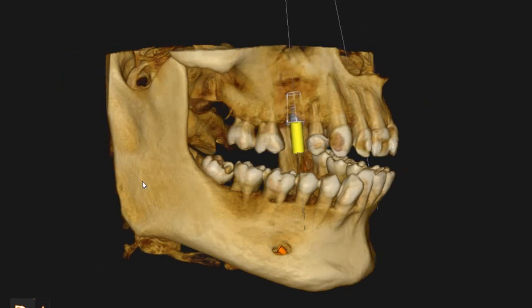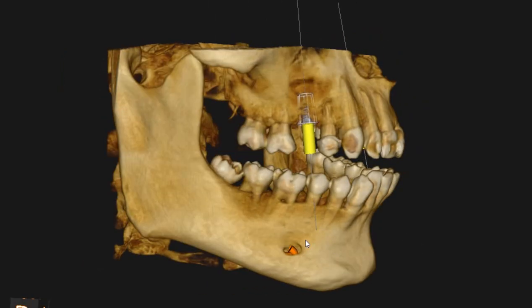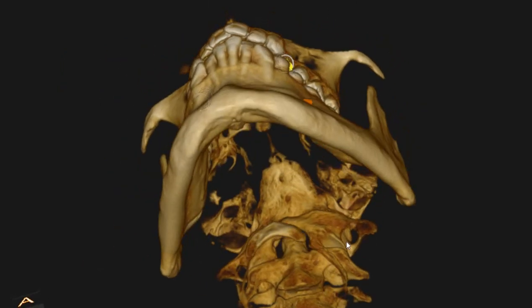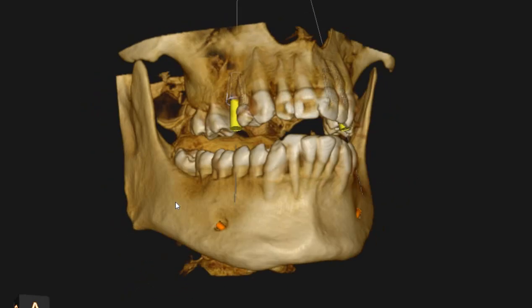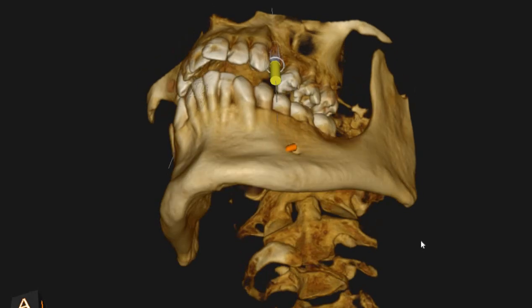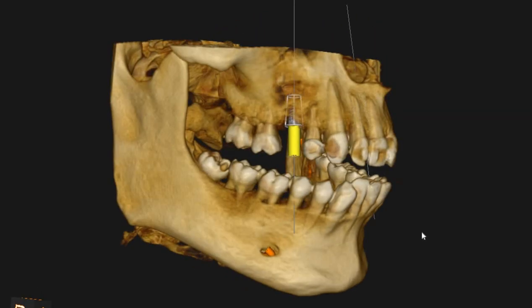This is how the implants look on the 3D rendering, and these are prosthetically driven. So the yellow parts you see are for the crown portion. Even a straight abutment should be sufficient for implant placement. We will also share the implant planning report.